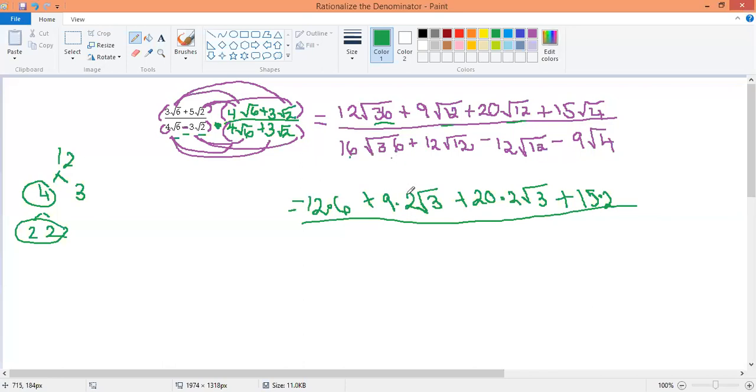Below, you've got 16 times square root of 36. Square root of 36 is 6. So it's going to be 16 times 6. Now look here.